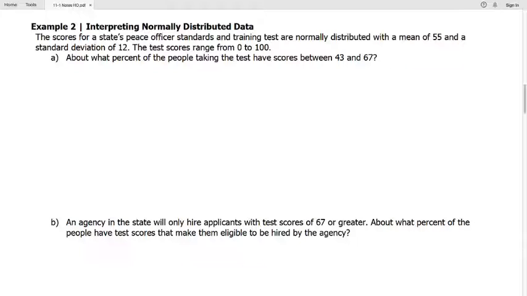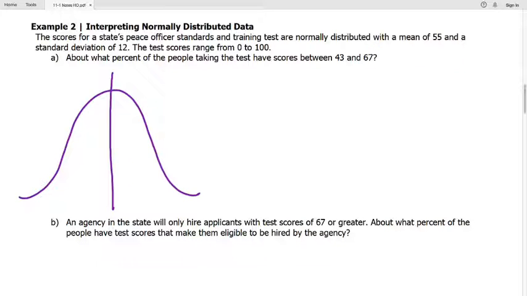They have a mean of 55 and a standard deviation of 12. And the test scores range from 0 to 100. So really quickly, I'm going to draw a normal distribution curve, looks something like that. And I know that the middle bar here is going to be that mean. So I know the mean is 55. That's that middle term. And then we're told that the standard deviation is 12.